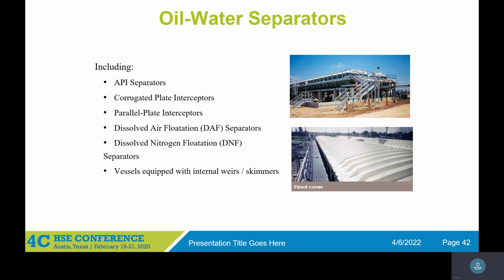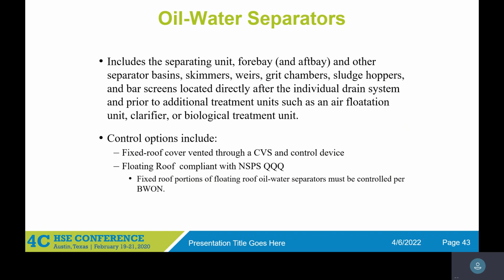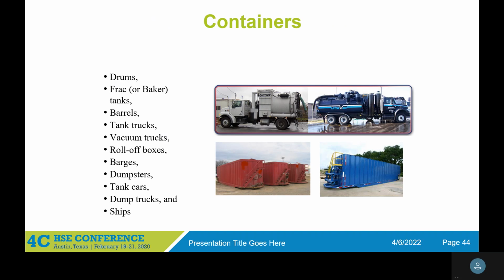So remember, if you have a waste stream that goes into an IDS and then it goes into a tank and then it goes into another water separator, you have to follow the whole train to make sure that it is completely controlled. Any questions on all the water separators? Includes the separating unit, the forebay and afterbay, and other separator basins, skimmers, weirs, grid chambers, sludge hoppers, and bar screens located directly after the individual drain system and prior to additional treatment. Very simple though, how to control it, at least on paper.